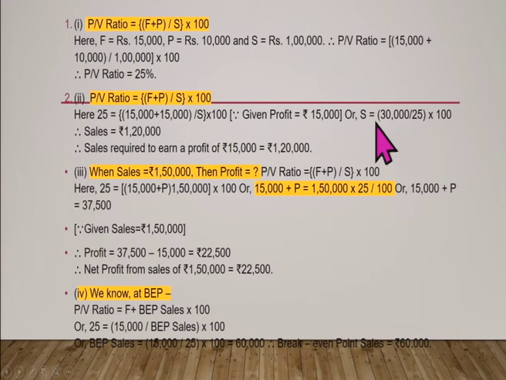So, when there are sales of 1,20,000, 25% is the PV ratio, it gives 30,000. So, 25% equals 30,000, then 100% equals how much? That is nothing but 1,20,000 sales required. When 1,20,000 sales are there, at that time you will earn the 15,000 profit. Simple. Here the PV ratio is 25%, and that 25% amount is equal to 30,000. So, 25% is 30,000, then 100% is 1,20,000. So, this is the sales required to earn the profit of 15,000.